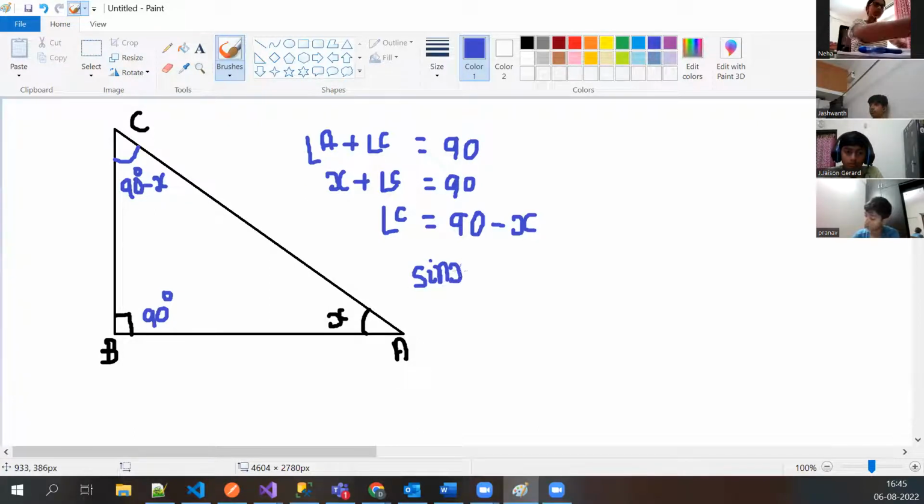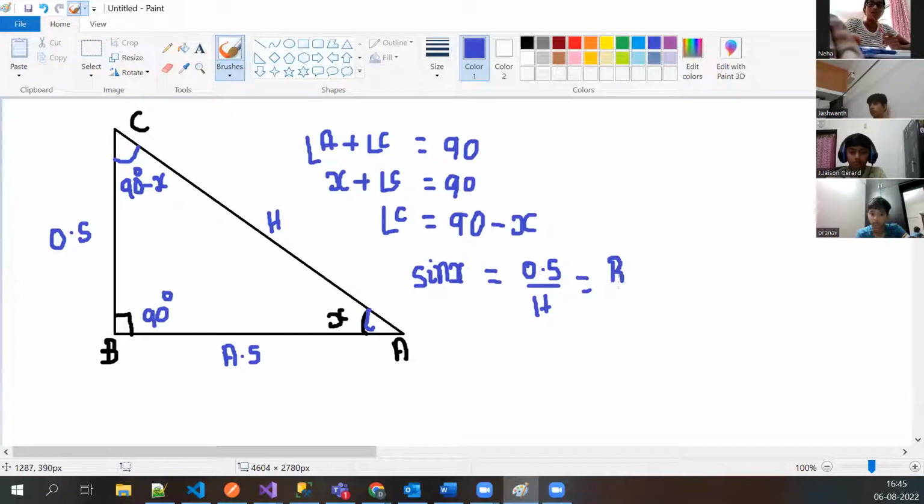What is the definition of sine x? I am taking this angle, which means this will become the opposite side and this will become the adjacent side. Of course, this is the hypotenuse. What is the sine x value? Opposite side by hypotenuse. What is the opposite side here? BC. What is the hypotenuse here? AC. Is it clear? Yes or no? So sine x is equal to BC by AC.